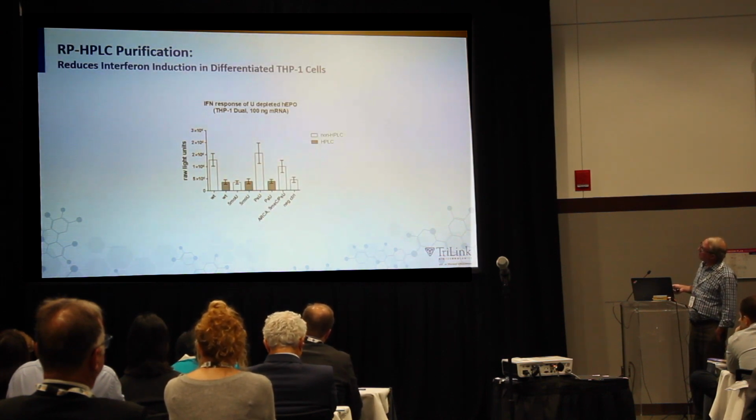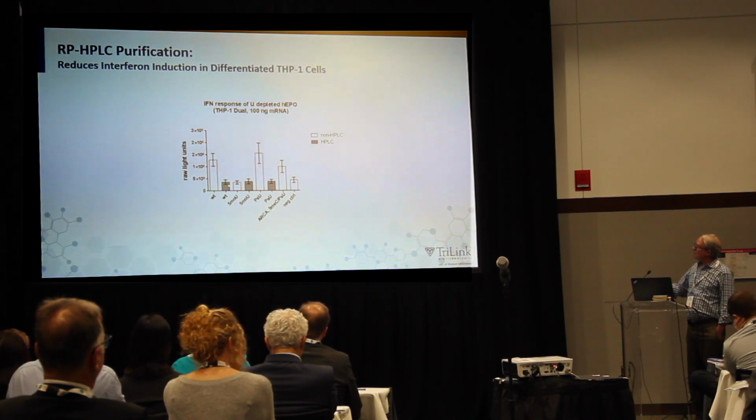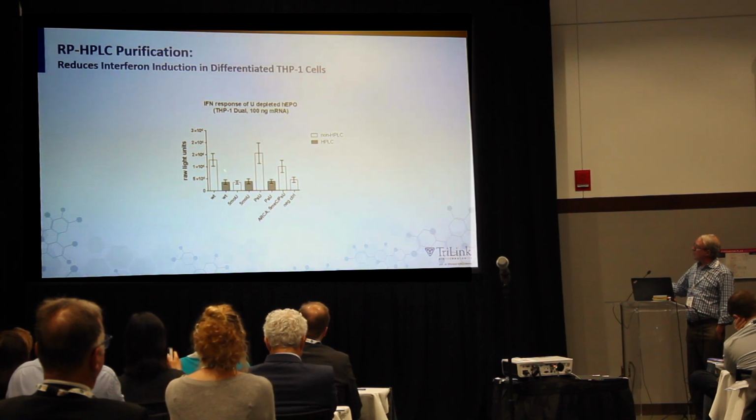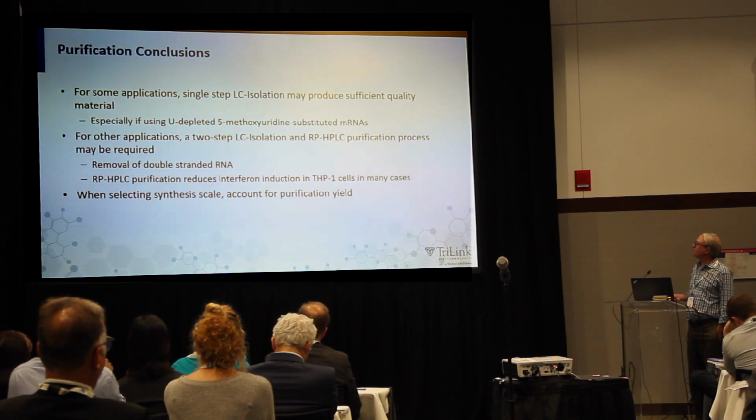Here's the interferon response. You can see that HPLC purification. So I should back up. This is a reporter cell line that responds to interferon signaling by secreting a secreted marker that you can measure. And so you can see that HPLC purification of wild-type RNAs pretty dramatically reduces the amount of interferon signaling to about baseline. That's also the case with pseudo-U. But again, there's no difference between 5-methoxy-U, HPLC purified, and not. And we see this fairly consistently.